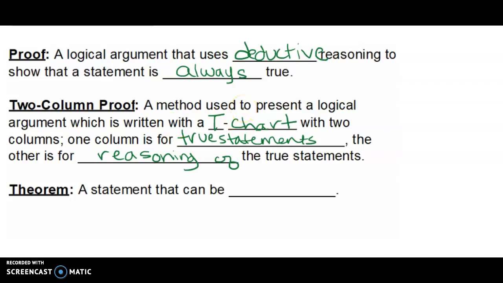Last but not least, theorem. Guys, we are going to be encountering a ton of theorems this year. Theorems are like the rules of geometry, so you have to know them. Anytime you see a theorem, you need to make a mental note and remember it. So a theorem is a statement that can be proven. We can write a proof for every theorem out there.